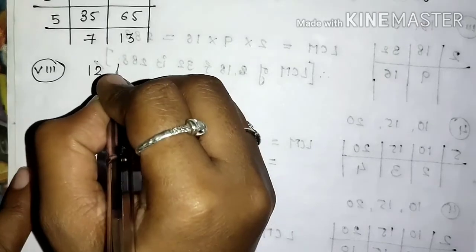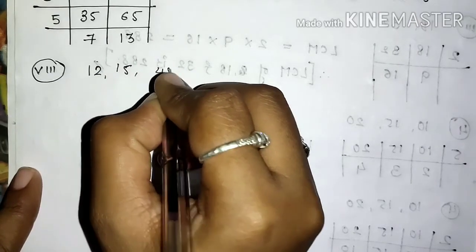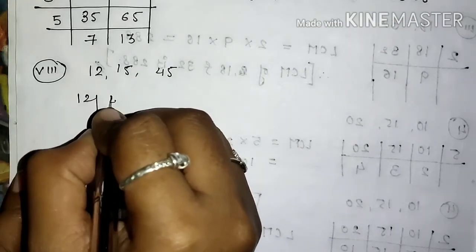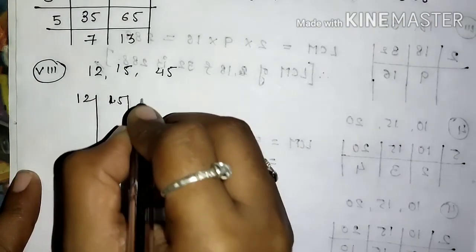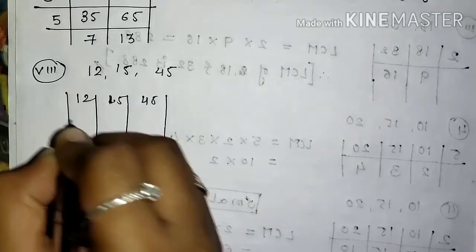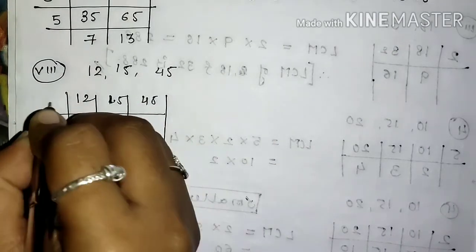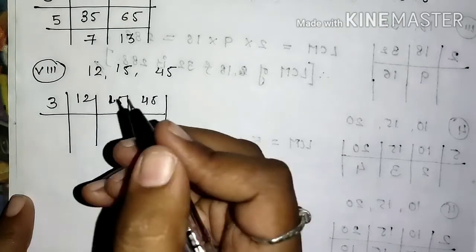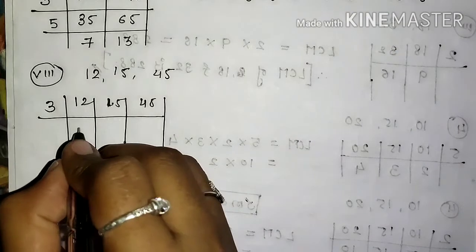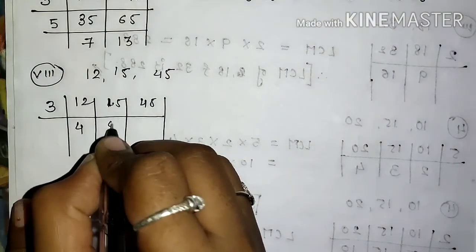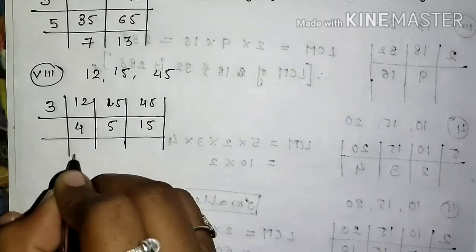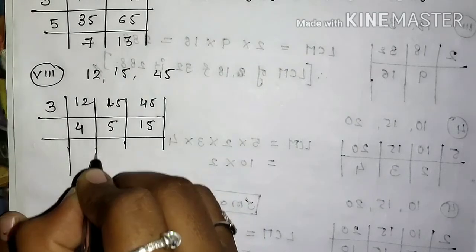12, 15 and 45. Let us make the arrangement 12, 15 and 45. Now all these numbers can be divided by 3. So we get 3 4s are 12, 3 5s are 15, and here we get 15. Now all these numbers cannot divide by the same prime number.